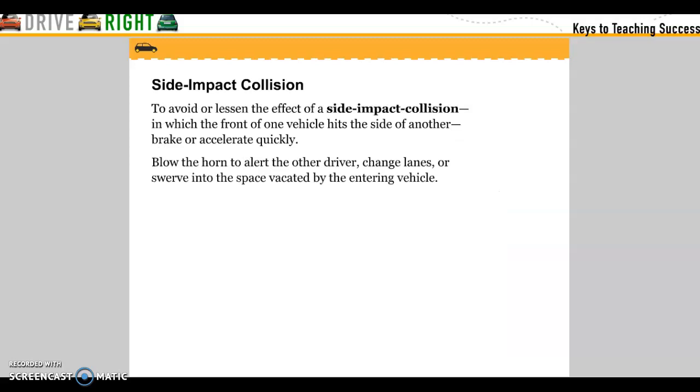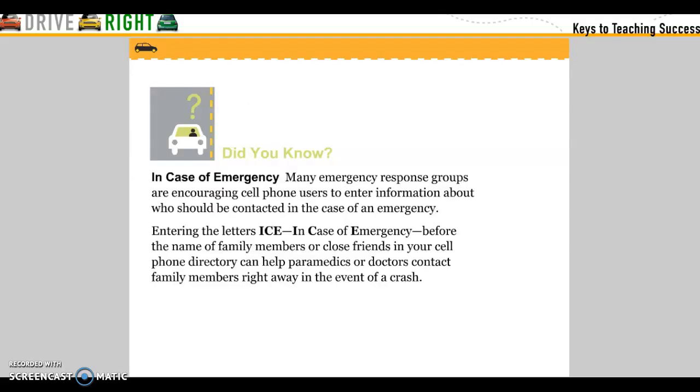Side impact collision. To avoid or lessen a side impact collision, in which the front of one vehicle hits the side of another, brake or accelerate quickly. Blow the horn to alert other drivers, change lanes, and swerve into spaces vacated by the entering vehicle.